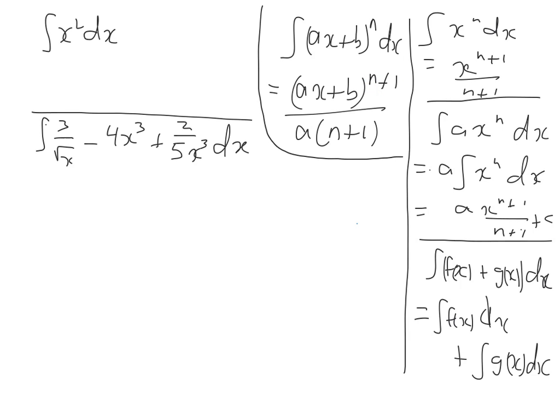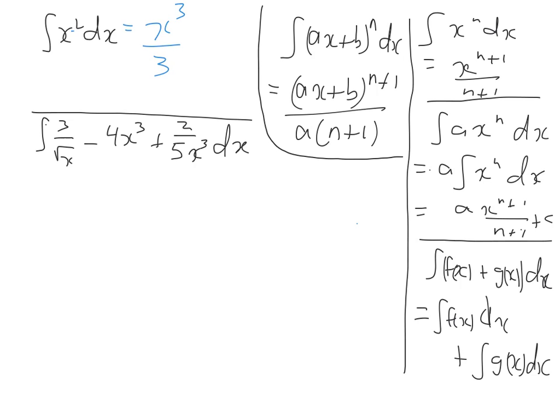Okay, let's look at how this works. For the first couple of examples here, we're going to use this property here, and we'll actually have a look at all three. So to kick things off, x squared. We've got a power of 2, so therefore that's going to become x to the power of 2 plus 1, which is 3, over 2 plus 1, which is also 3.